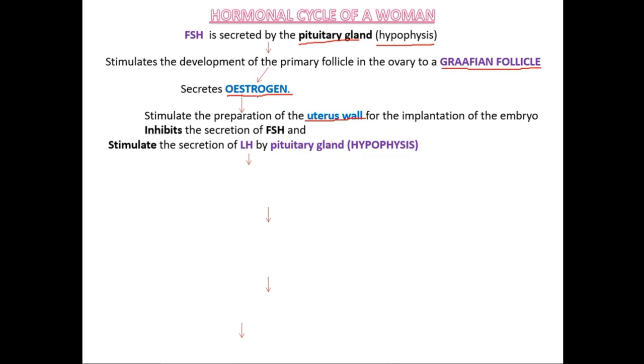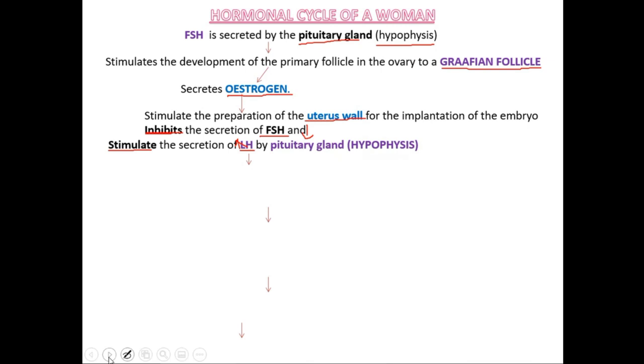And because estrogen is secreted, it inhibits, and this is important, grade 12s, it inhibits FSH. So as soon as estrogen is present, FSH is inhibited. What does the word inhibit mean? It means to stop or to slow down FSH. Now, because estrogen inhibits FSH, at the same time, it stimulates LH. So FSH is inhibited, so it's going to drop. Let me just make an arrow here. That's going to come down, and that's going to stimulate LH in the pituitary gland, meaning that's going to go up. So LH goes up, and FSH comes down.